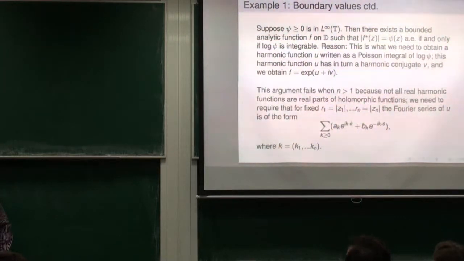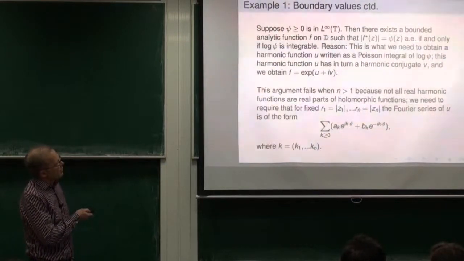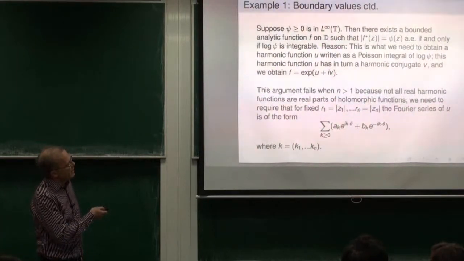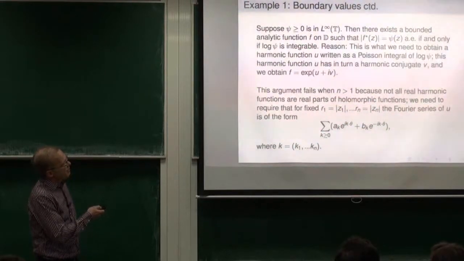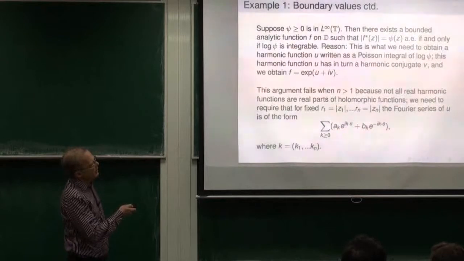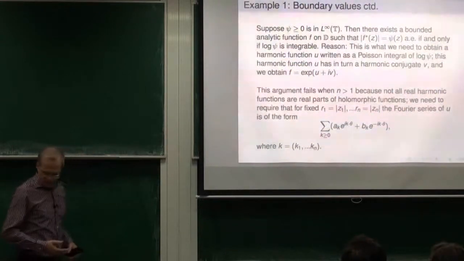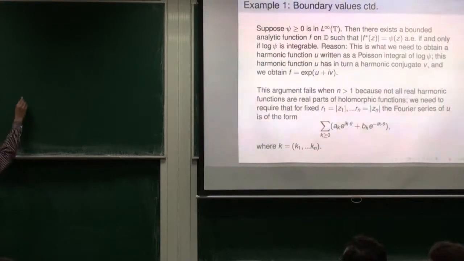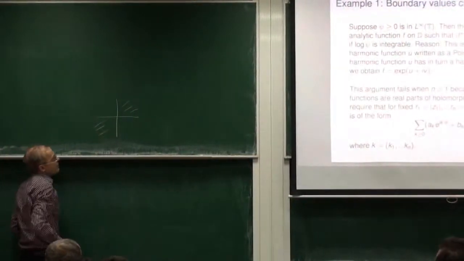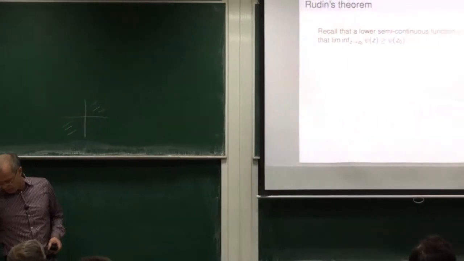This argument fails in the polydisc because not all real harmonic functions are real parts of holomorphic functions anymore. We need to require more. We need to require that basically if we write down a Fourier series, say on some polycircle inside the polydisc, then we need to have either only positive frequencies or negative frequencies. We cannot have a mixture. So you can think of in 2 dimensions as the Fourier coefficients lying, or the indices lying in the plane, and you can only have indices there and there. That is a serious restriction, of course, and that makes it much more complicated. But Rudin is able to handle this situation in a very nice way.